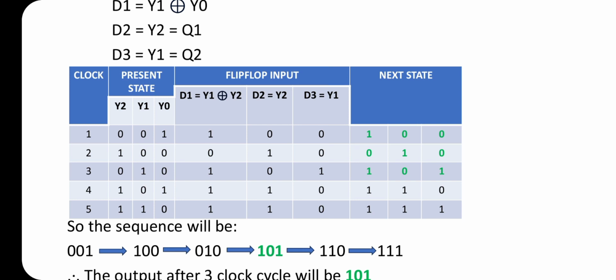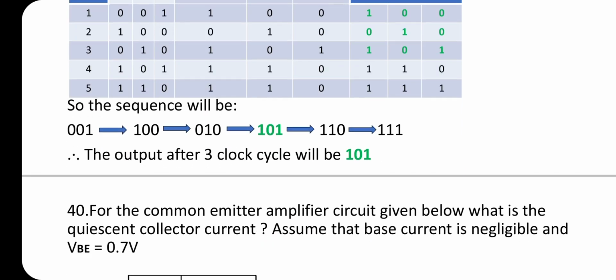Consider D1 equal to y1 XOR y0, 1 XOR 0, we will get 1. D2 equal to y2 equal to 0. D3 equal to y1 equal to 1. The next state is 1 0 1. This 1 0 1 is the output after 3 clock cycles.